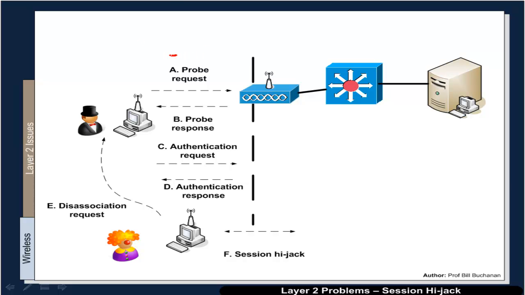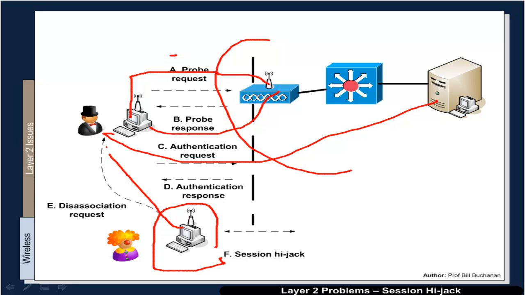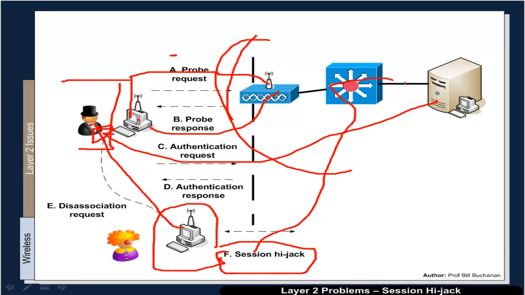Another problem that can happen is that Bob sends a probe to the access point, then sends a request and is validated. Then Eve sends a signal which is not heard by the access point to disassociate himself from it. So as long as the access point doesn't hear this signal, then Bob will disconnect and then Eve will actually hijack his session and pretend to be Bob.